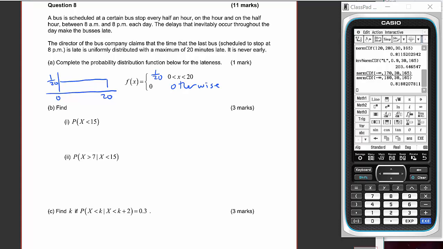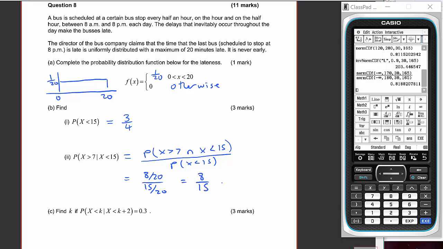We want the probability that x is less than 15. Well, we don't really need to integrate or anything like that. It's clearly going to be 15 over 20, or 3/4. And for this one, the probability that x is greater than 7 and x is less than 15 over the probability that x is less than 15, well, this is a rectangle of width 8, so that's going to be 8 over 20 divided by 15 over 20, giving us 8/15.